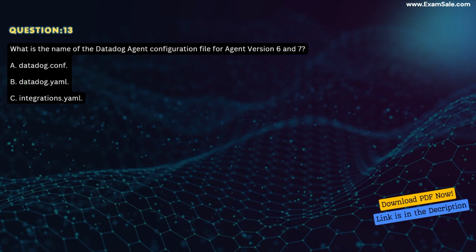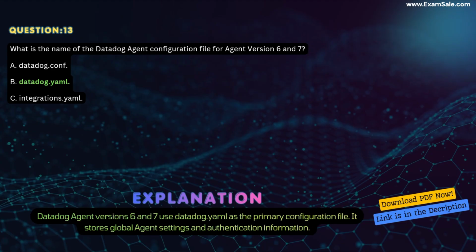Question 13. What is the name of the Datadog agent configuration file for agent versions 6 and 7? A. datadog.conf. B. datadog.yaml. C. integrations.yaml. Correct answer: B. datadog.yaml. Explanation: Datadog agent versions 6 and 7 use datadog.yaml as the primary configuration file. It stores global agent settings and authentication information.